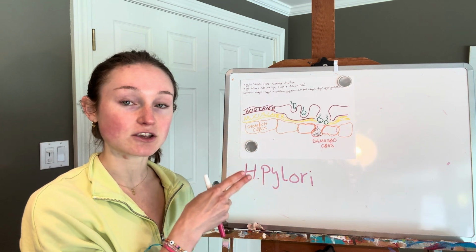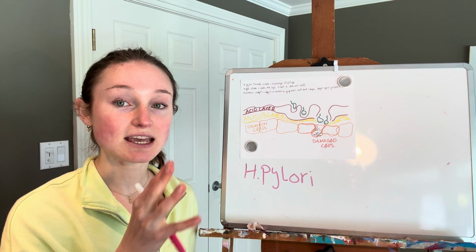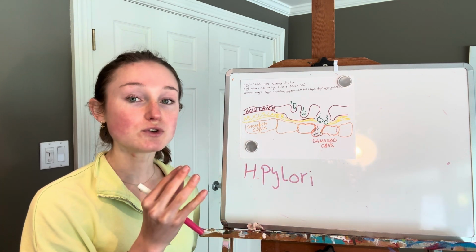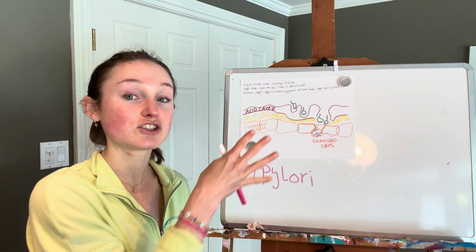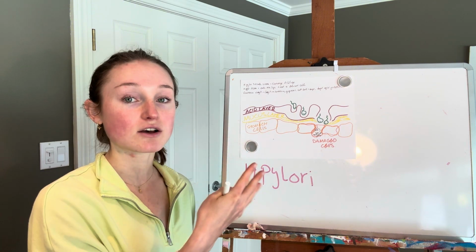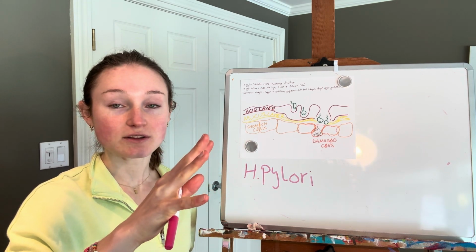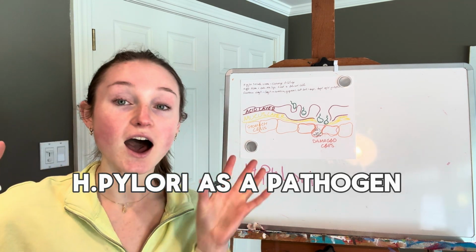When it is attacking your stomach cells, it is secreting inflammatory cytokines and exotoxins, and these are causing huge amounts of cellular damage, and it's degrading your stomach lining, causing things like ulcers. That's a high-level overview. Let's go into the actual mechanism of action of H. pylori.